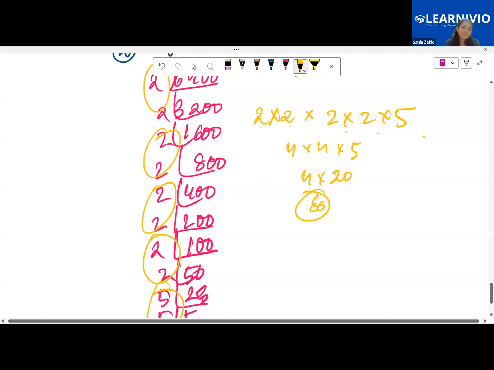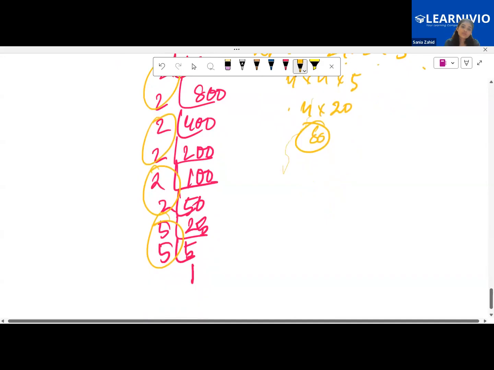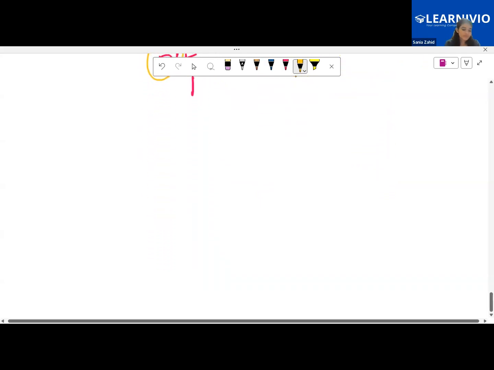Okay. That means root 6400 is equal to 80. Fine? Yes, ma'am. Okay. Now next question is, here's one more over here itself.